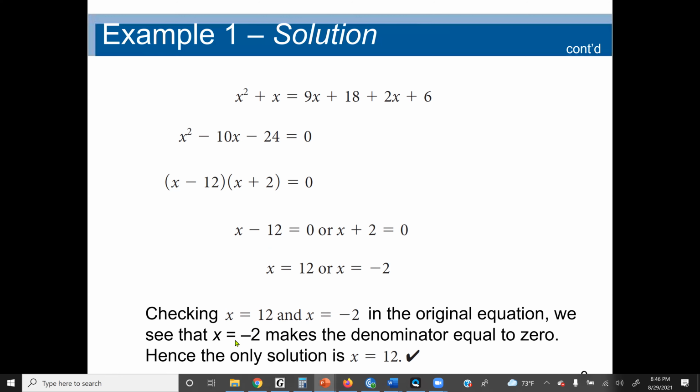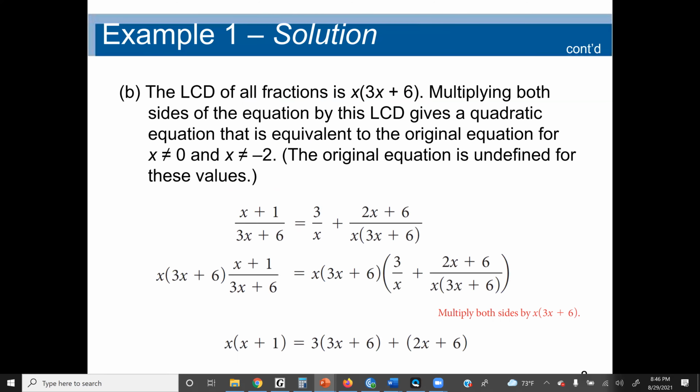We see that x equal to negative 2 makes the denominator equal to 0. So this means we have only one solution. And actually, let's check it and see what they are saying. So we're going back to the original equation. If I plug the s value negative 2 here, you see that I'll get everything divided by 0 because negative 2 times 3 will give me negative 6. Negative 6 plus 6 will give me 0. And as we all know, anything divided by 0, there's no solution, undefined.